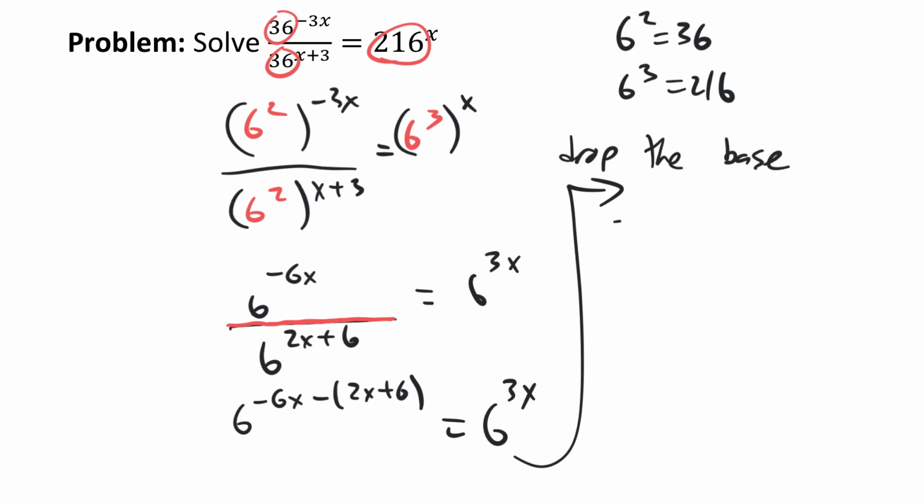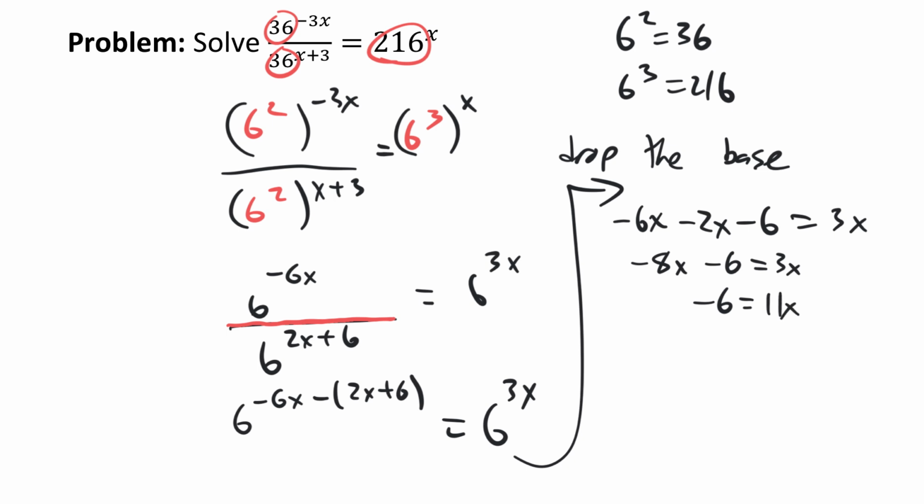That's going to give us negative 6x minus 2x minus 6, distributing that negative. So minus 8x minus 6 equals 3x, minus 6 equals 11x, so x equals negative 6 over 11. And again, like we've talked about before, you can have negative numbers as your answer, you can have fractions, it's not a big deal.